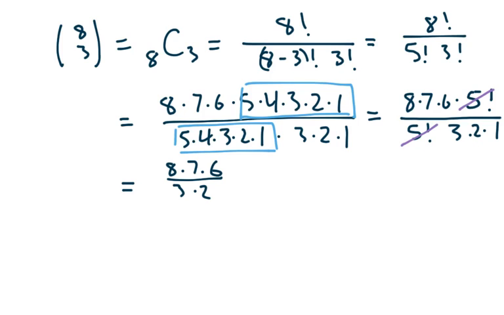Now you could put the 2 into the 8 and say there's a 4 left over, and you can put the 3 into the 6 and say there's a 2 left over. You could do that. I like to do it a different way. I actually know what 3 times 2 is. It's 6, and just get rid of that in one go, so that this says 8 times 7. 8 choose 3 is 56.